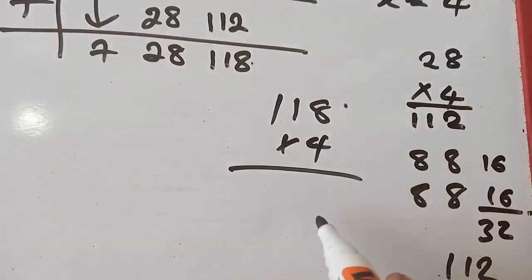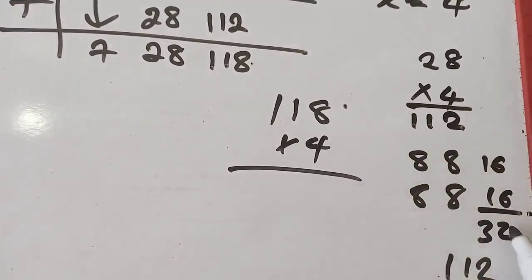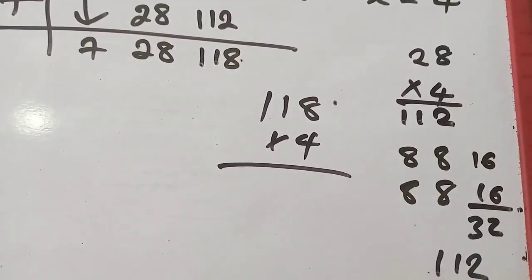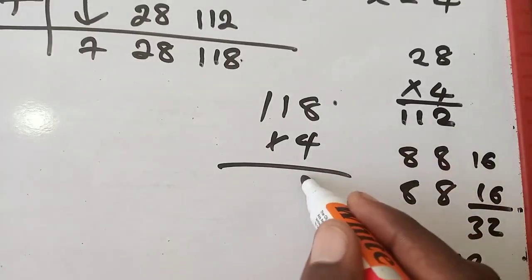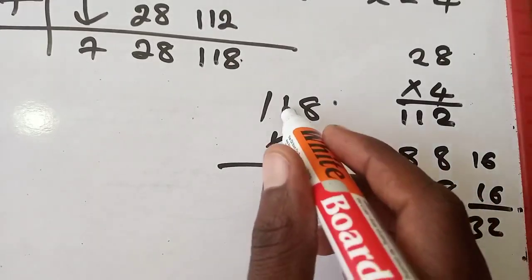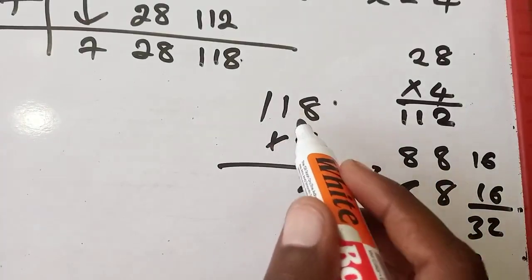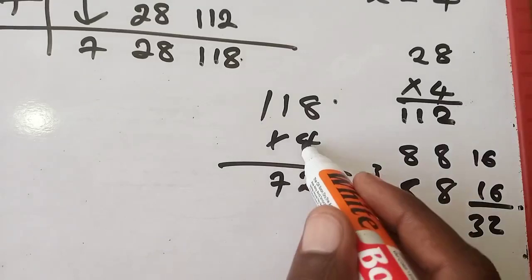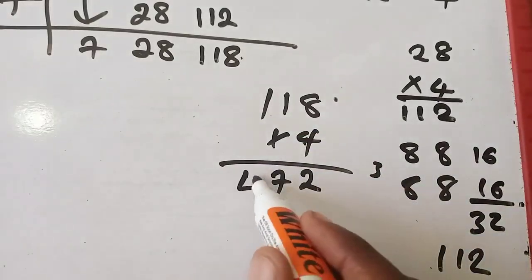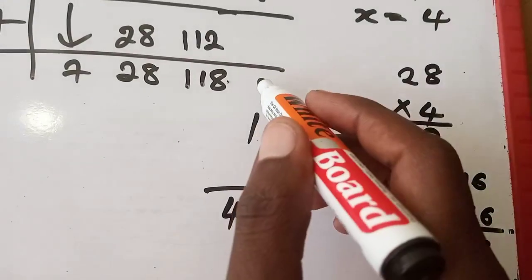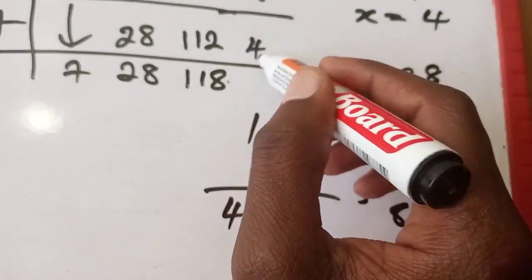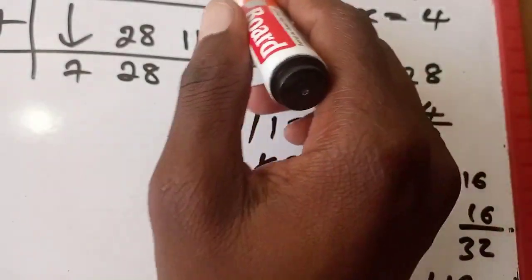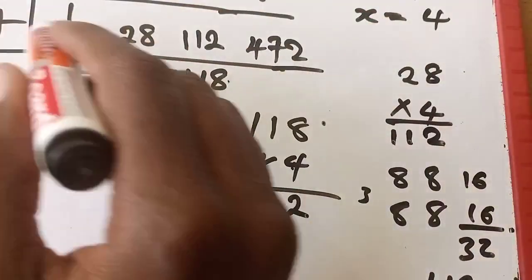Then 4 times 8, you know that 4 times 8 is what? Is 32. So meaning that you write 2, you carry the 3. 4 times 1, that is 4, plus 3, that is 7, like that. Then 4 times 1, that is 4. So meaning that here we have 472. So what is this when you add negative 4 plus this?